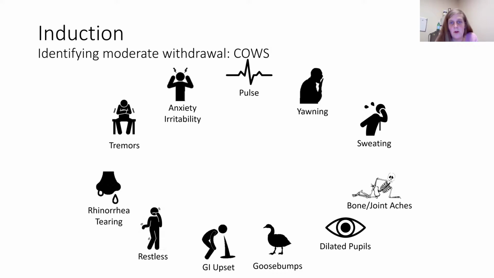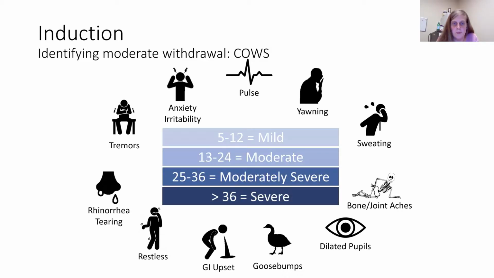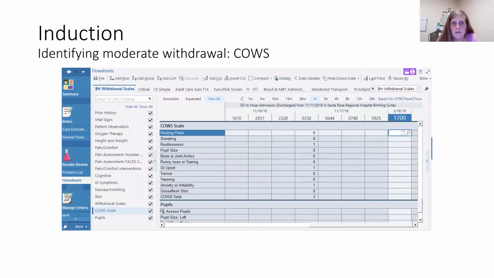So things that you look for, starting from the top: tachycardia, excessive yawning, patients sweating, diffuse bone and joint aches, dilated pupils, piloerection or goosebumps, GI upset, nausea, diarrhea in particular, being really restless and agitated, runny nose, tremors, and then anxiety and irritability are all components of this score. When you put it all together, you will be faced with a number, and that categorizes roughly into the scores that you see here: either mild, moderate, moderately severe, or severe. And based on this, we can start patients on Suboxone.